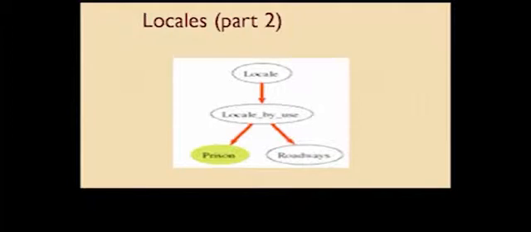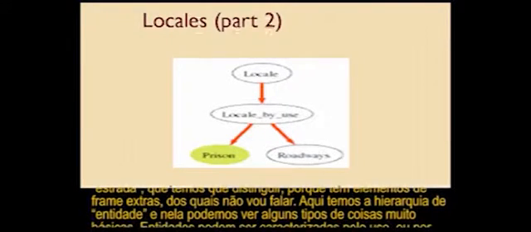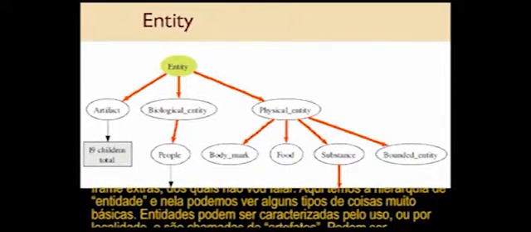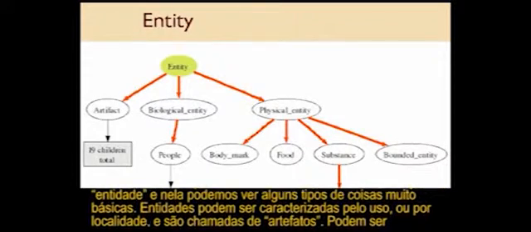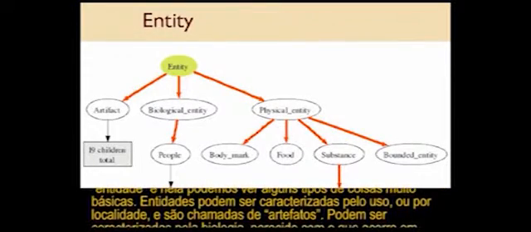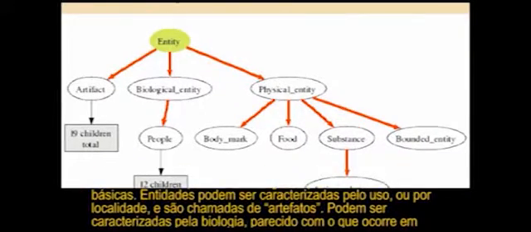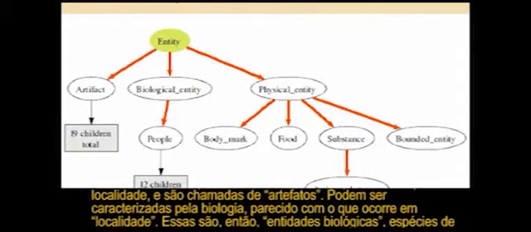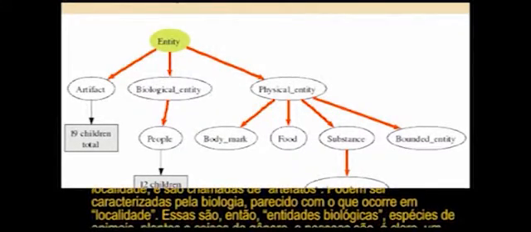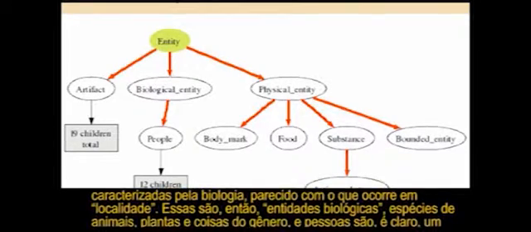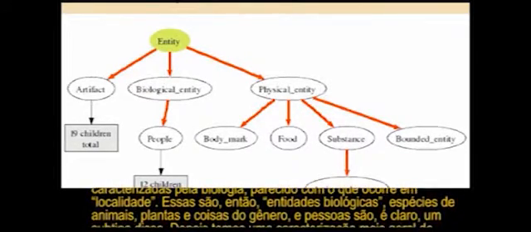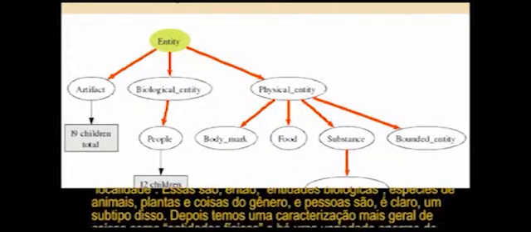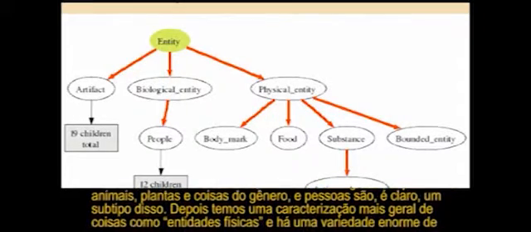So then moving on, here we have the entity hierarchy. And in this hierarchy, you can see some very, very basic kinds of things. Entities can either be characterized by use, similar to locales, and those things are called artifacts. They can be characterized by biology, similar to locales as well, and then that's biological entities, so species of animals, species of plants, things like that. And people are, of course, a subtype of that.